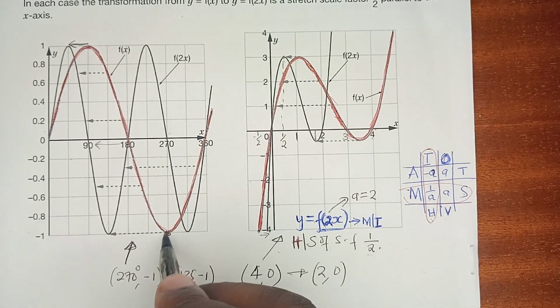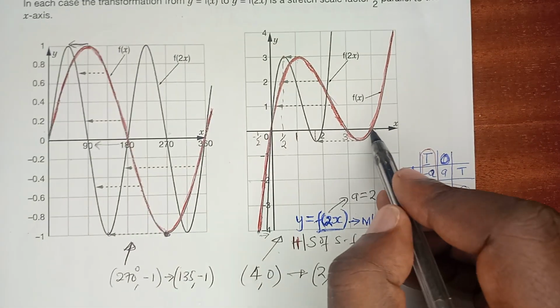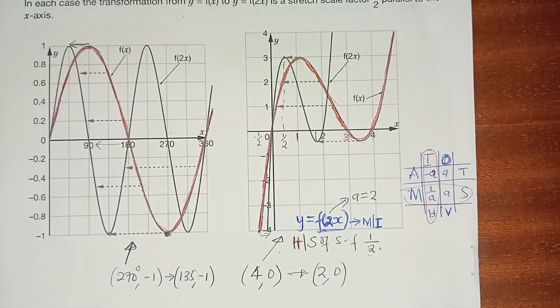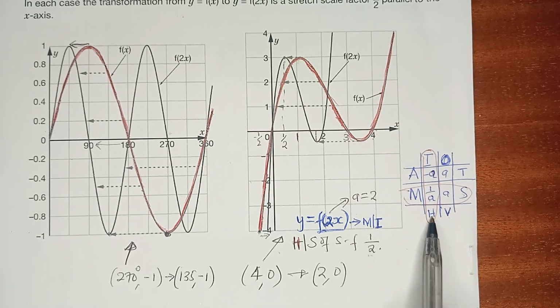We have talked about this point into this point. You can see the shift, and we have talked about this point to this point. You can see the shift. That is exactly the power of multiplication inside, which is horizontal stretch of scale factor 1/2. Horizontal means we affect all the x values, and stretch means we multiply.